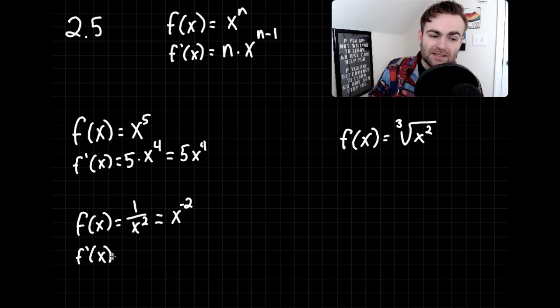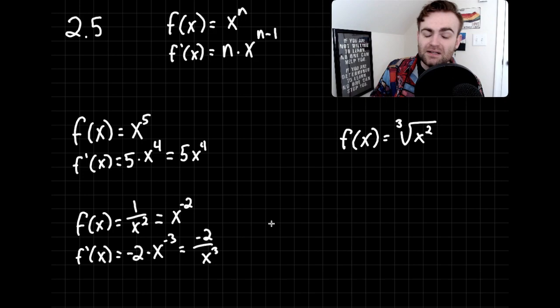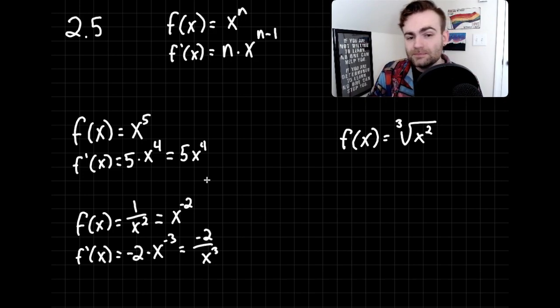f prime of x would be equal to, we bring the power down, negative 2, and we multiply it by x to the 1 less power. 1 less than negative 2 is negative 3. So we can simplify that. We'll bring the negative 2 to the numerator, which it is, and then we'll bring down the x to the negative 3 to make it positive, so we have negative 2 over x cubed for that one.